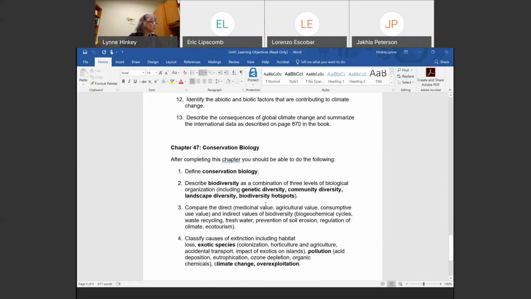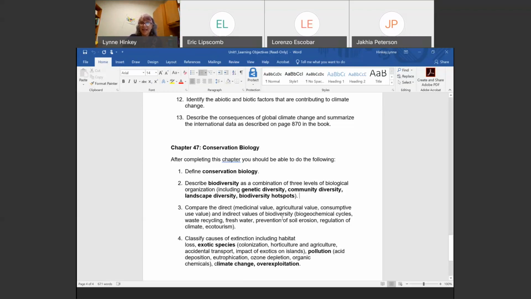And then the direct and indirect values. The easiest way to describe these: direct value is where I can get economic benefit from it right away, meaning I can get dollars from this. This has monetary value. So agricultural value, medicinal value, consumptive use value. I can incur some sort of monetary gain or benefit from this.